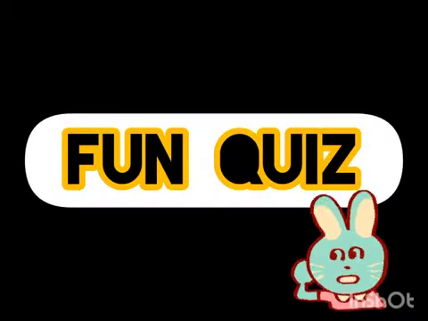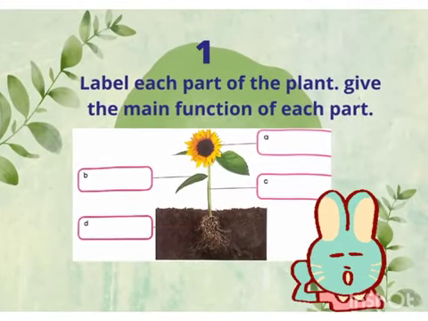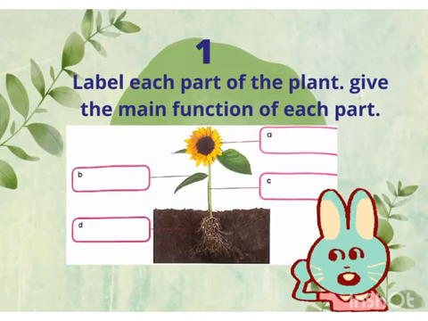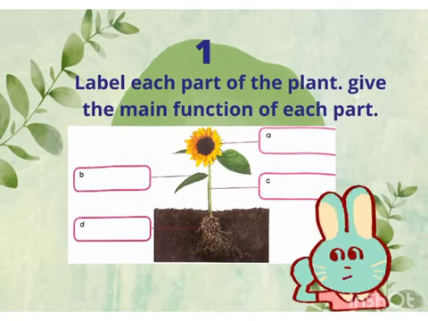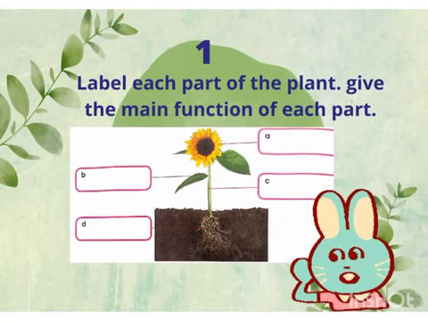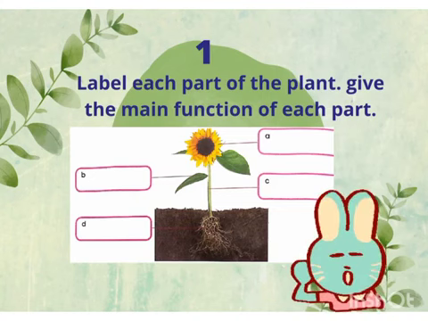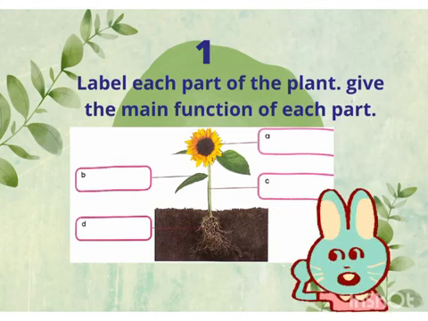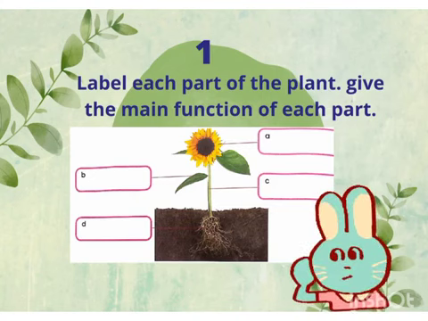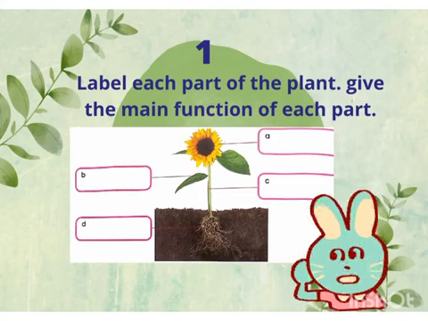Now, we will do our fun quiz. Question number 1, if you can answer it, raise your hand. Okay, Alvaro, that's the correct answer. Part A is the flower, B leaf, C stem, and D roots. The function of part A is where seeds are made. Part B makes food for the plant. Part C supports the plant and keeps it upright. And part D absorbs water and minerals from the soil. Good job, Alvaro. Thank you.